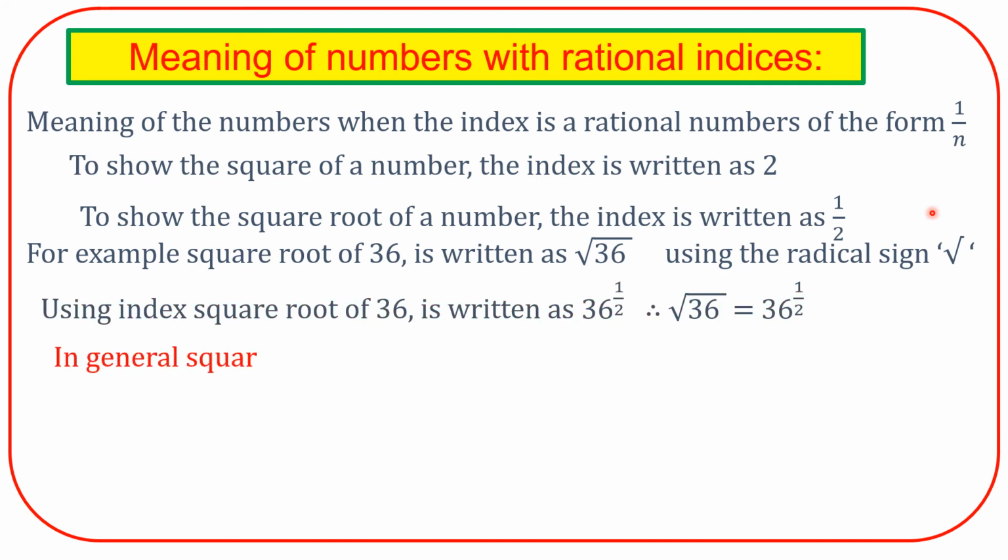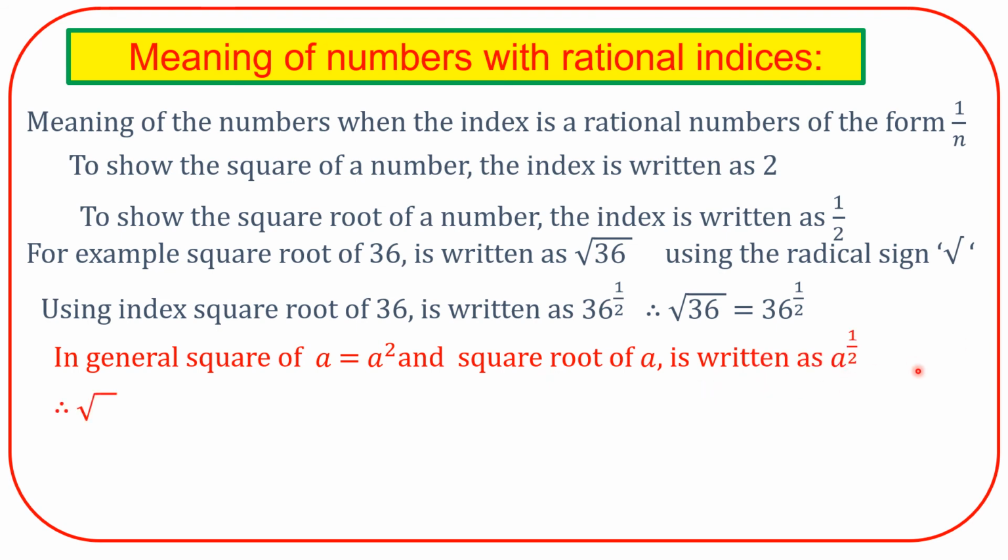In general, square of a is a square and square root of a is written as a raised to 1 upon 2. Therefore, square root of a is equal to a raised to 1 upon 2. This all means the same, that is square root of a, but written in a different way using the radical sign or index.